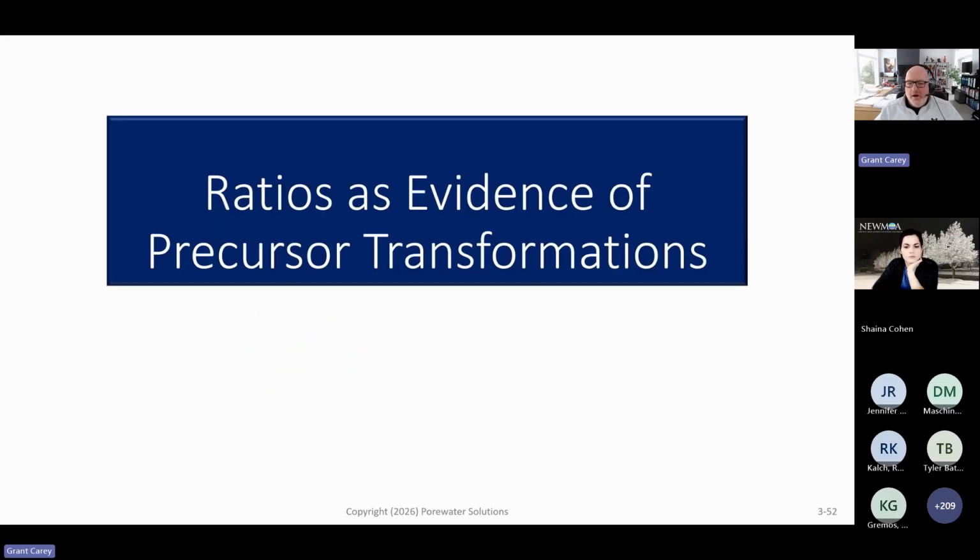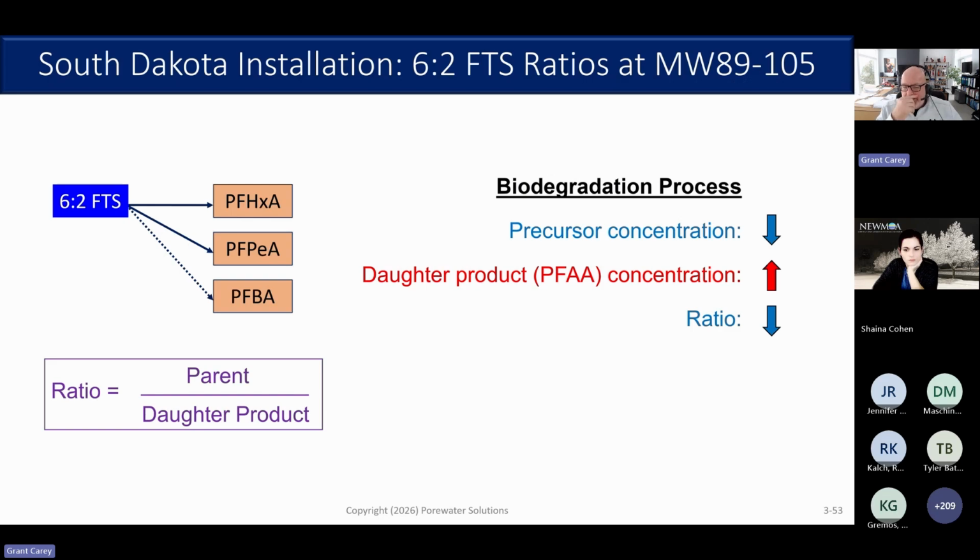So I'm going to go through this fairly quickly, but with this paper, one thing we wondered: can we come up with a visualization approach that lets us actually show the effects of biotransformation, besides looking at a reduction in the precursor concentration and an increase in the daughter product? That's harder to show on a flow path. We were wondering, can we use ratios to look at this?